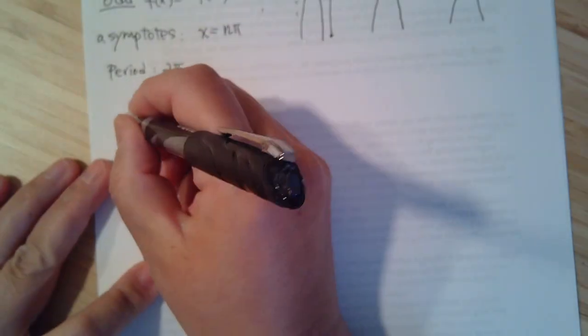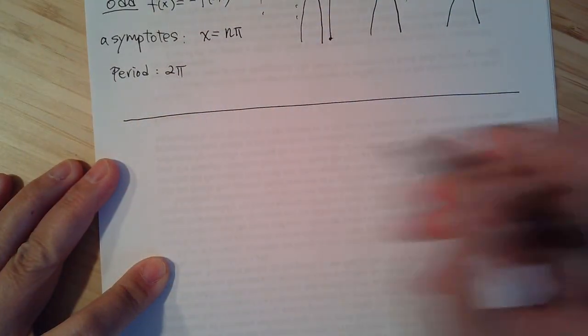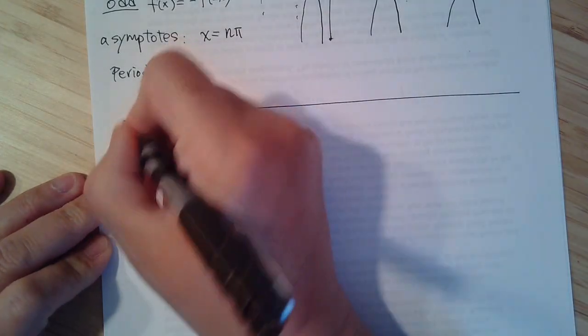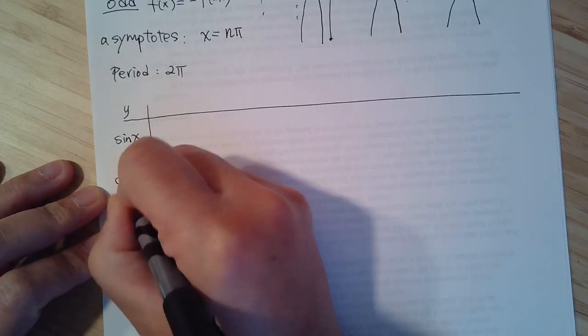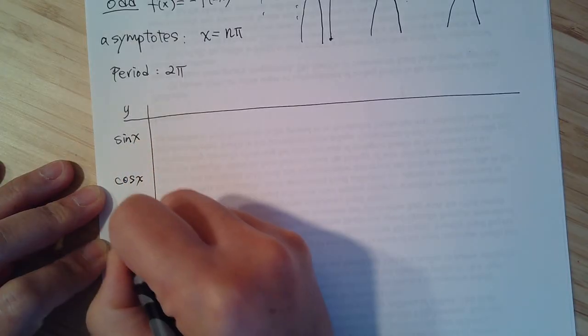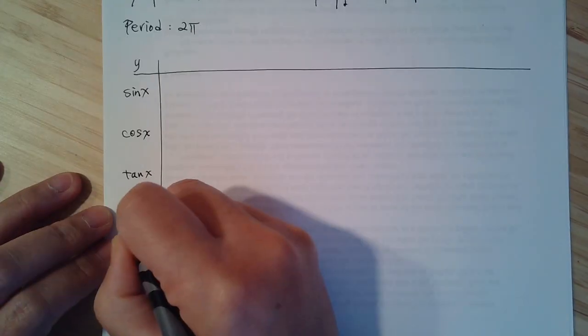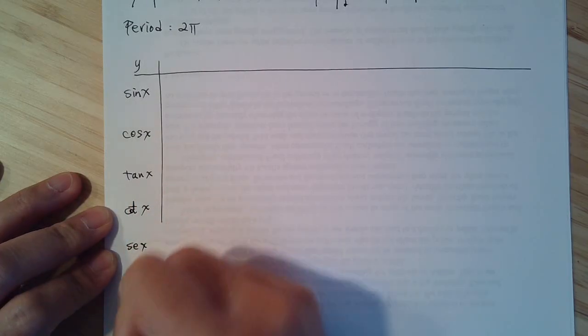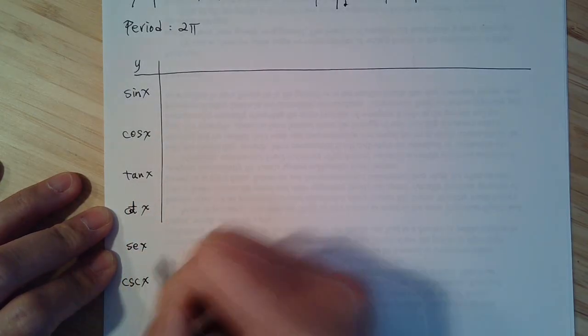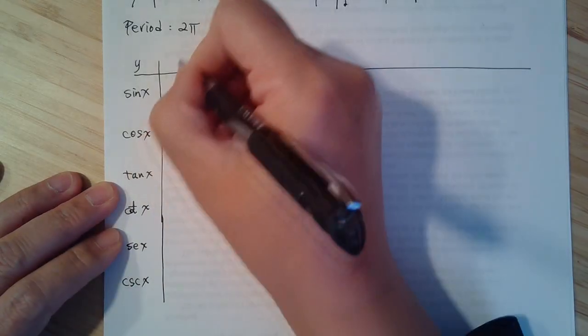So what I ask you to do when you have a chance: y equals sine x, cosine x, tangent x, cotangent x, secant x, cosecant x. Graph.